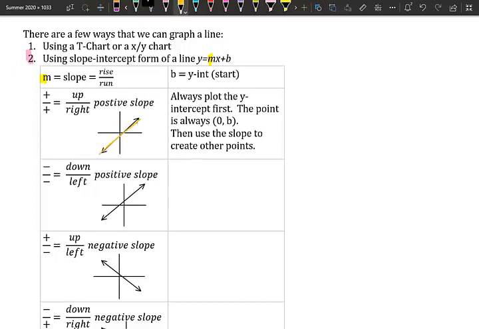If you have a negative over a negative, that's down and left, because what's negative over negative? That's positive. So that's why it's still a positive slope. Do you notice for positive slopes, you can go up and right, or you can go down and left? It's up to you. I like to go both ways.